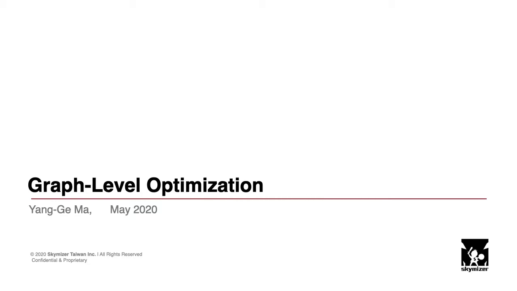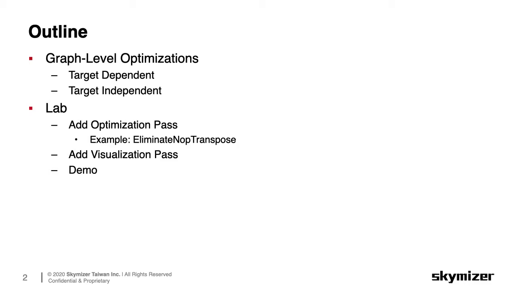In this tutorial, I'm going to talk about graph-level optimizations in the ONIC framework. This is the outline. First, we will introduce the graph-level optimizations that are currently supported in the open-source ONIC. After that, there is a lab section that demonstrates how we can add a customized optimization path under the ONIC framework.